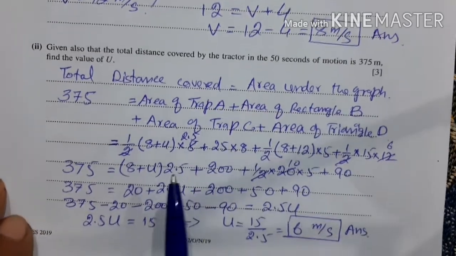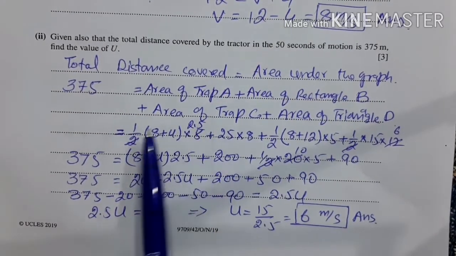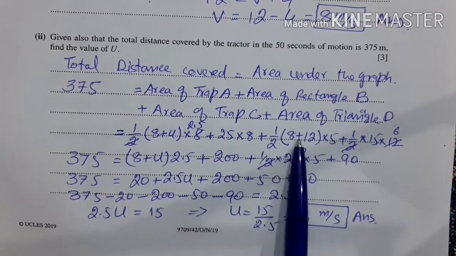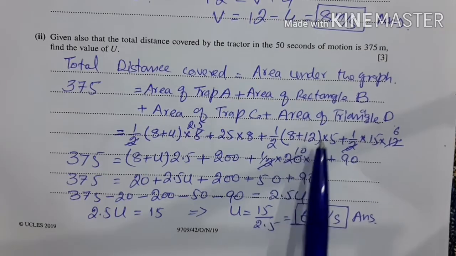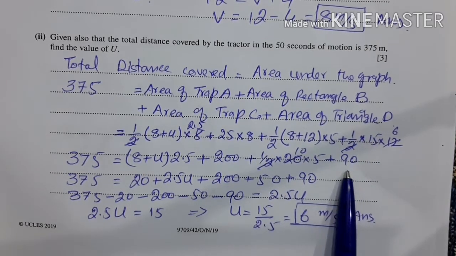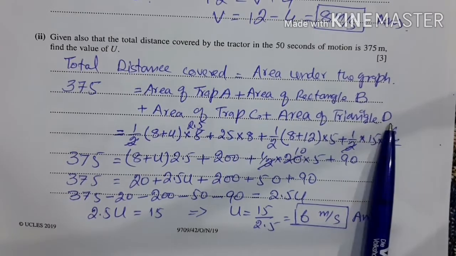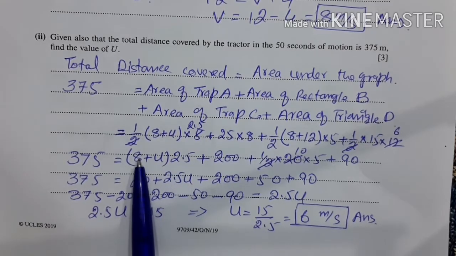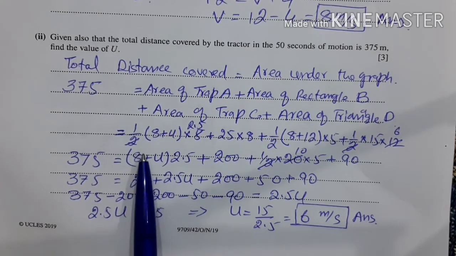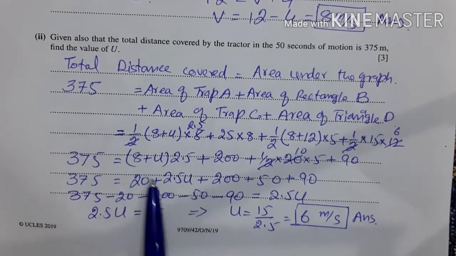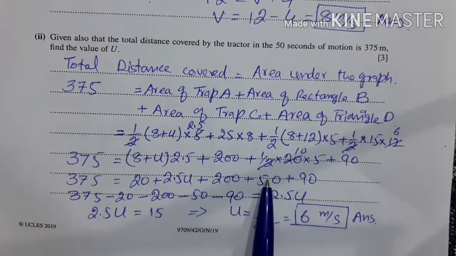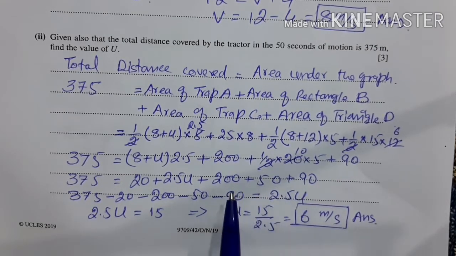So by solving, I'll cut this 5 by 2. This will be 2.5 into 8 plus u. This will be 200. This will be 1 by 2 into 20 into 5. And this will be 1 by 2 into 15 into 12, this 2 will cancel 12 with 6. So 15, 6 are 90. So I'll multiply 2.5 with this. So 8 into 2.5 is 20 plus 2.5u plus 200 plus 50 plus 90.